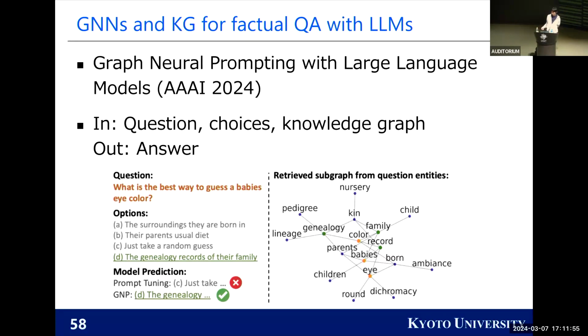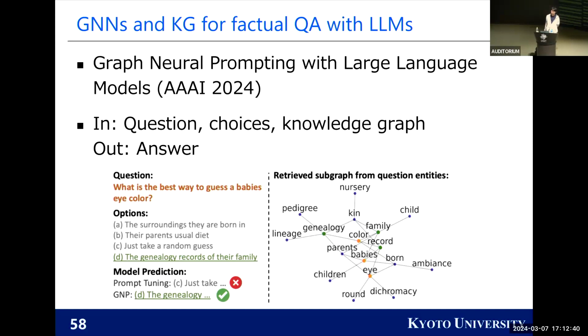From this point, I will show some real-world examples proposed recently. The first example is factual question answering with large language models. You may know that large language models suffer from hallucination and can answer questions not based on the facts, and can generate ridiculous answers to the question, even if they look very plausible. So we can alleviate this problem by using knowledge graphs and graph networks. This paper, graph network prompting with large language models, appeared in AAAI this year and tackled this problem.